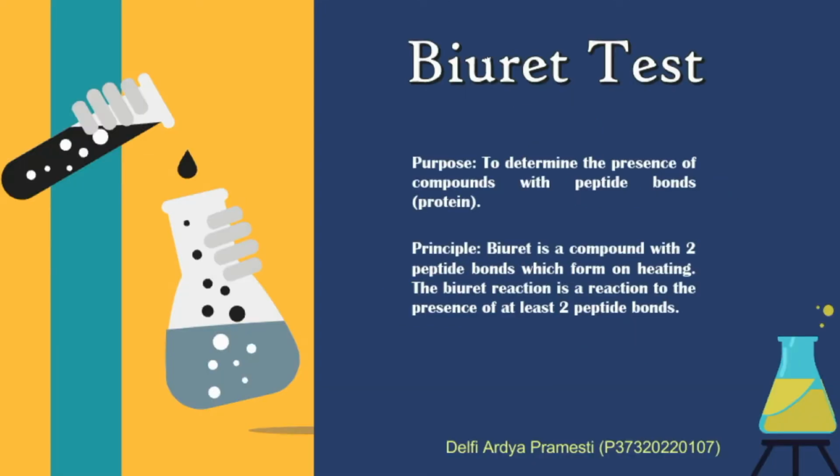Biuret test. The purpose is to determine the presence of compounds with peptide bonds or protein. The principle is that biuret is a compound with two peptide bonds which forms on heating. The biuret reaction is a reaction to the presence of at least two peptide bonds.